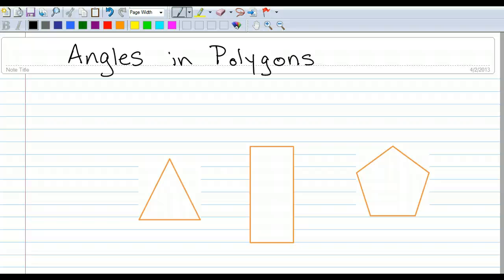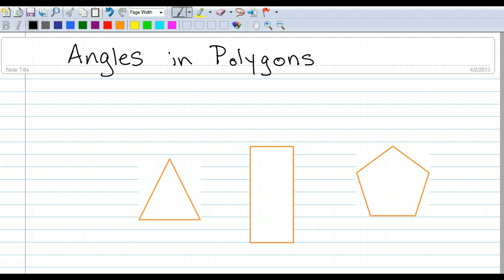Today's lesson is angles in polygons. Polygons, remember, are a closed shape of 3 or more straight lines that do not cross. So we've got 3 polygons here, and what we're going to do is divide them up into triangles so that we can find out how many degrees are in each of these polygons.